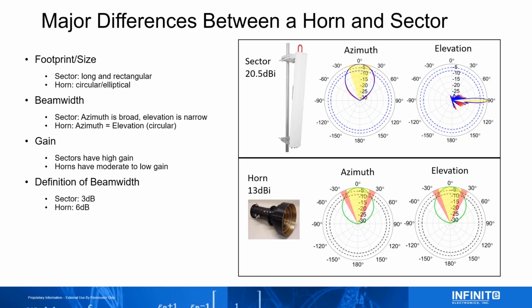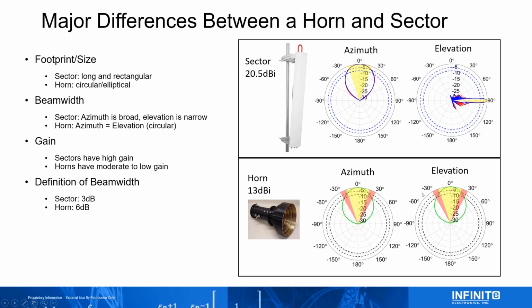If you compare a sector and a horn, a sector is long and rectangular. A horn is elliptical or circular and has a smaller footprint. Now, size is everything here. Size gets you gain. Because the sector is longer in the vertical direction, it has a narrower elevation beam width and it gets a higher gain. The horn is symmetric, or slightly asymmetric, so it has roughly equal azimuth and elevation gain.